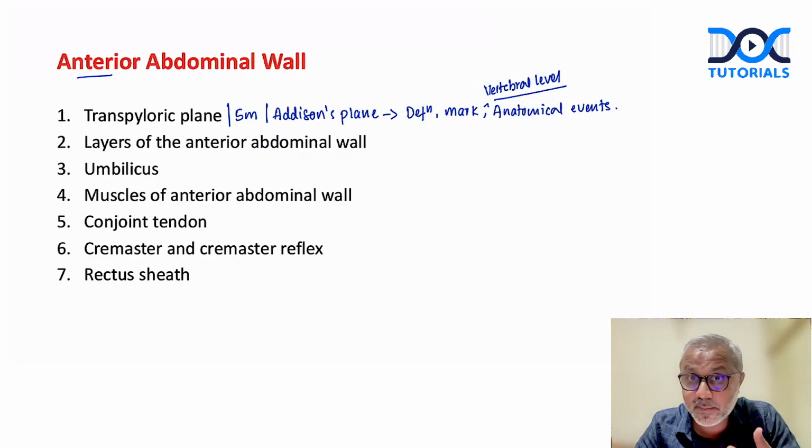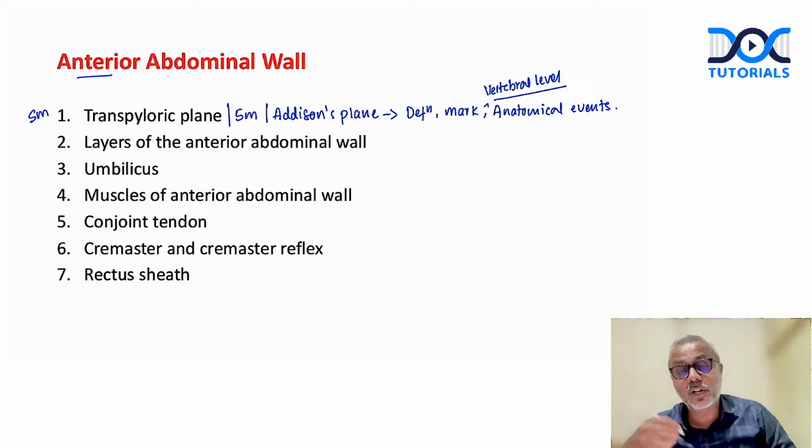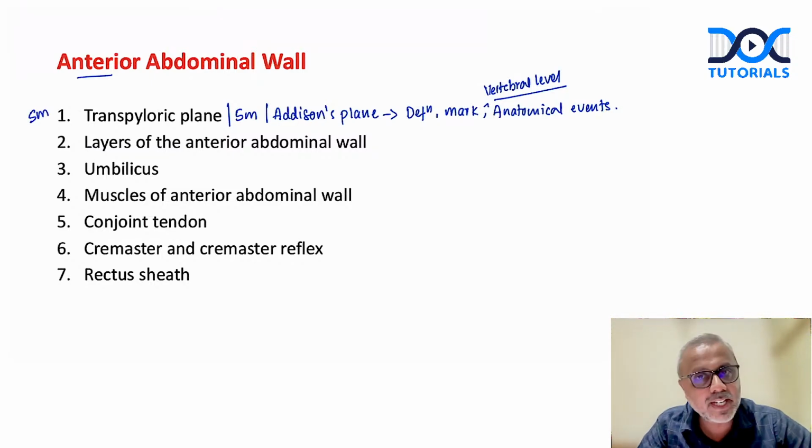This is where we have the end of the spinal cord, or the conus medullaris, right? So these are some of the important events that occur at the transpyloric plane, and this could be an important marker. This is also a very important surface marking topic for your gross anatomy practical exam, right?